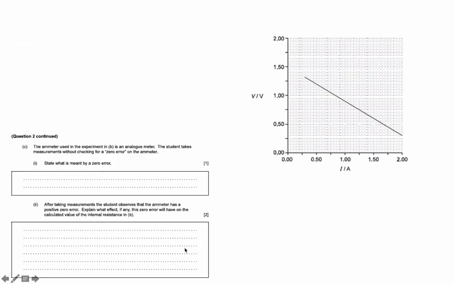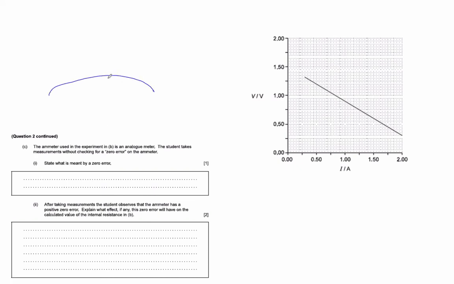And then they ask these awkward questions. The ammeter used in the experiment is an analog meter, and they can't even spell analog. A student takes measurements without checking for a zero error on the ammeter. A zero error is when there's no current flowing, it doesn't read 0. It might read negative or it might read positive. After taking measurements, the student observes the ammeter has a positive zero error. I believe that means that it reads a positive number.